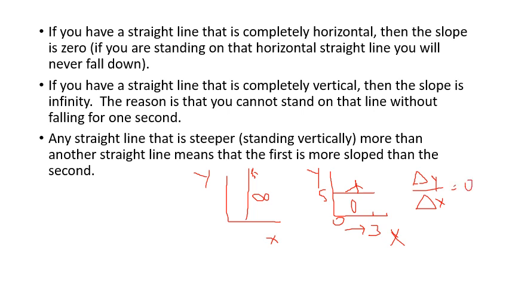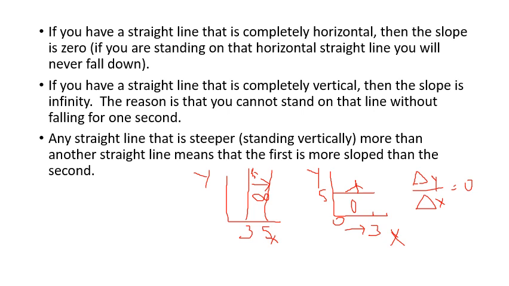Okay, in this case, delta y divided by delta x is equal to infinity, which means that if x changes, let us say from 3 to 6 or 5, the whole y will shift to the right. Here, because the slope is enormous, a small change in the value of x will result in a dramatic change in the value of y. So if you have a straight line that is completely vertical, then the slope is infinity. The reason is that you cannot stand on that line without falling for 1 second.